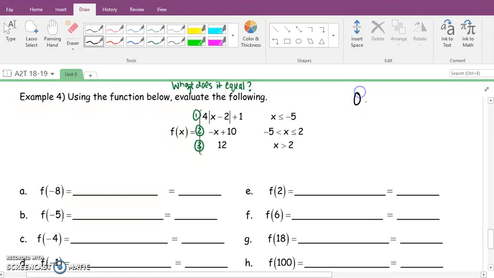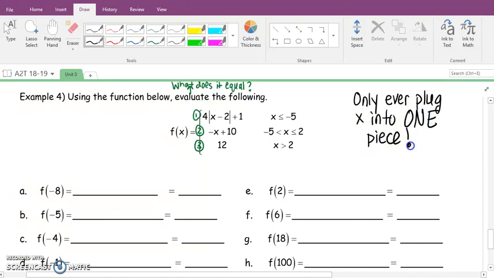So for a piecewise, only ever plug x into one piece. Because remember, for it to be a function, each x can only have one y. So you can't plug it into all three pieces because then you'll get three different y's. That wouldn't make sense. All right.